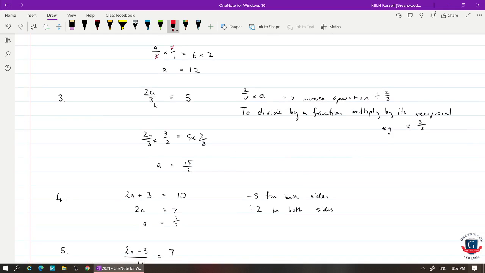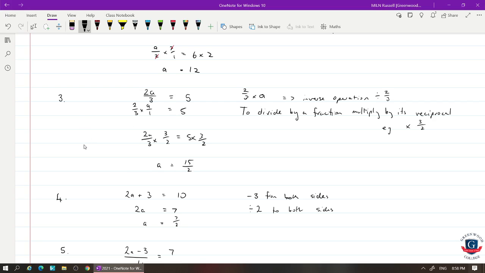With the next one, we can do this in 2 steps. It doesn't really matter which step we do first. But for this, what have we done here? Oh, okay. Well, you can imagine here, we've got a fraction, 2/3. I'll write it over here. 2/3 multiplied by a over 1 equals 5.